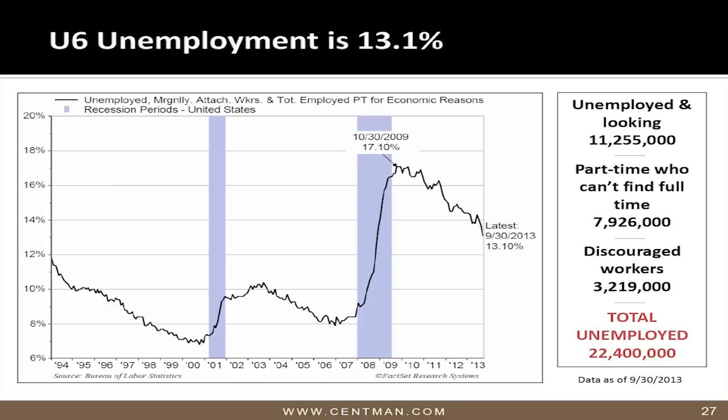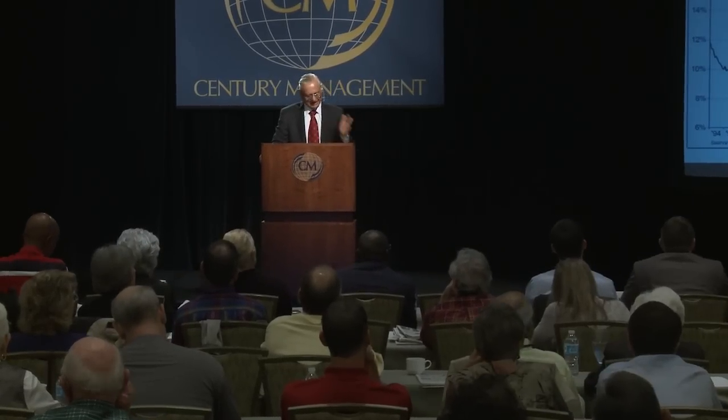What's really disturbing, in the last month, 500,000 more people were added to the discouraged roll. It went from 2.7 to 3.2. So that is a very big problem. And if you add it all up, you got 22,400,000 people out of work or underutilized, as opposed to 11 million. And the unemployment rate is not 7.2, it is 13.1. And that is one of the highest numbers we've had in 30 to 40 years. And until that changes, you're not going to have a lot of growth in the economy, as I'm going to show you later.